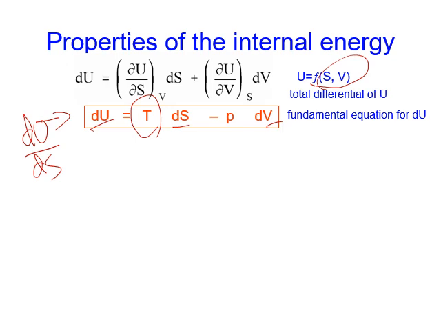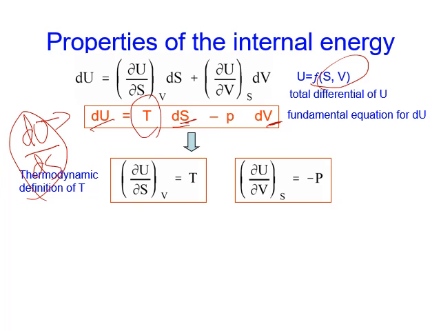Now, because internal energy has two variables, not only entropy but also volume, the derivative should be written as a partial derivative, which means that we keep the second variable, volume, constant and only change entropy. The derivative of internal energy with respect to entropy is temperature. Similarly, we keep entropy constant and only change volume. The partial derivative of internal energy with respect to volume is the negative pressure.